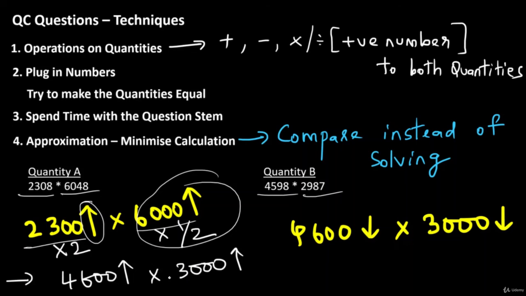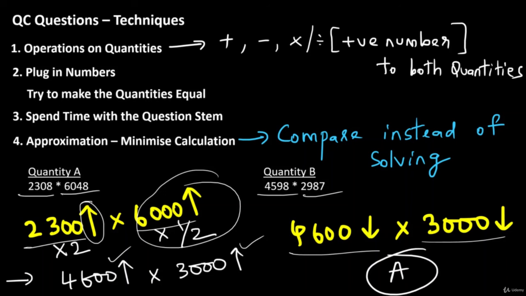So quantity A is a number greater than 4600 into a number greater than 3000, and quantity B is a number less than 4600 multiplied with a number less than 3000. Now definitely quantity A has to be greater because these two are greater, right? Therefore the correct answer to this question is option A.